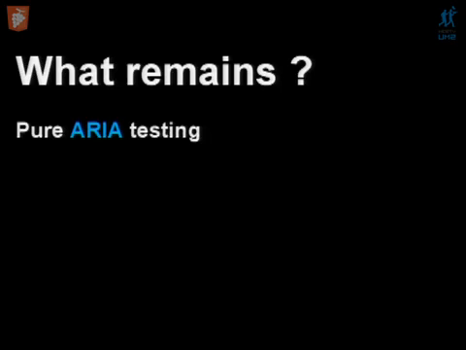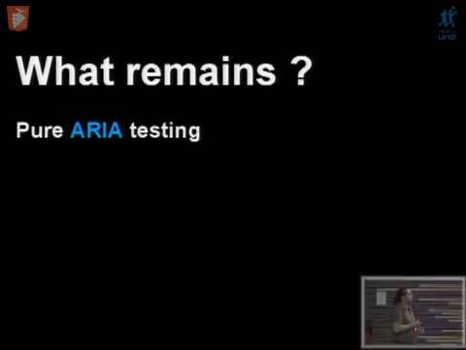So with that part, we've seen how we constructed the different steps to automate accessibility testing on web applications. And we see the remaining part that is nowadays not yet automatable, which is the ARIA part.